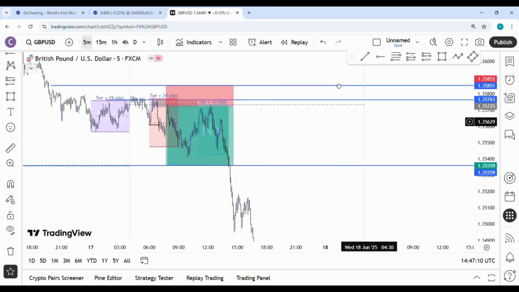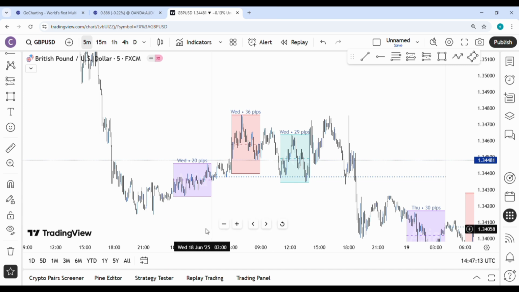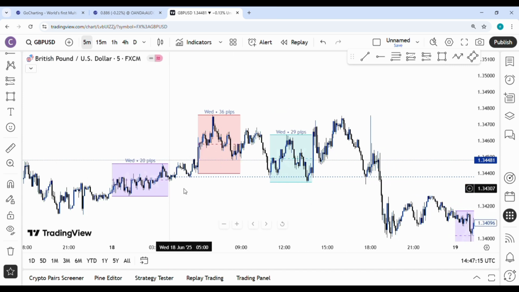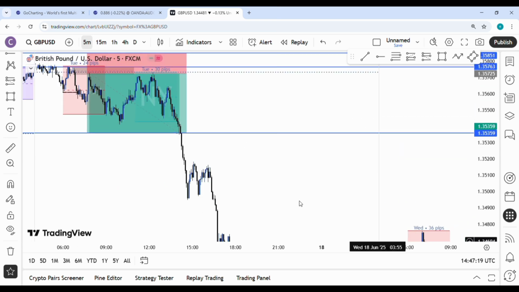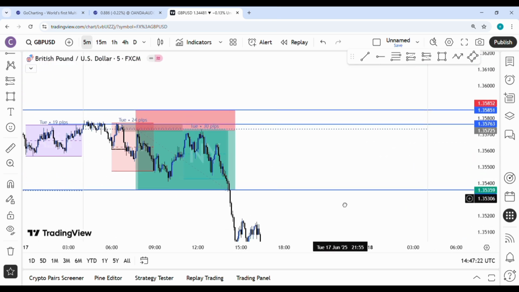Now let's continue going. Looking at this particular market, you can also see this. In this particular scenario, price swept above, but in this particular place, yeah, the same thing.